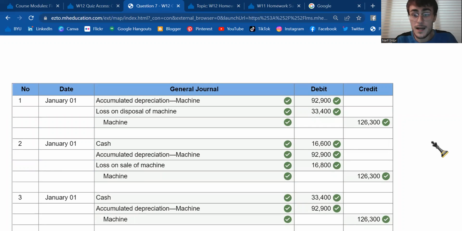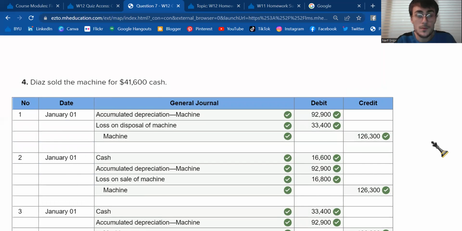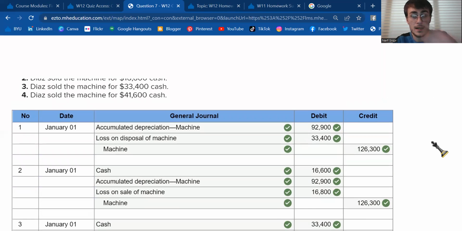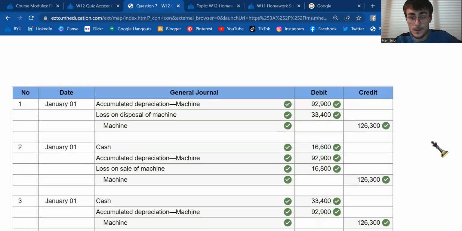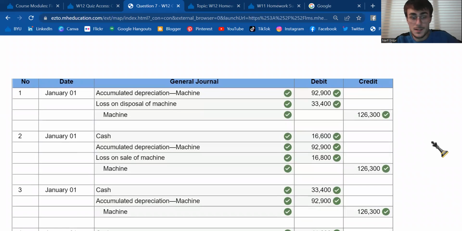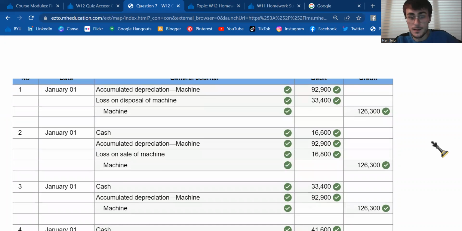So this is where we do number 3, and we sold it for 33,400. Our depreciation stays the same, and our machine always was the same. So this is actually the same as the loss on the disposal of the machine, but it's kind of flipped backwards because this is the depreciation.